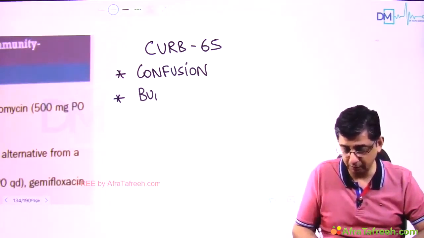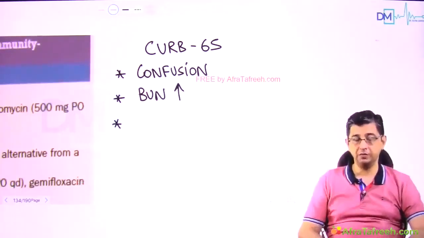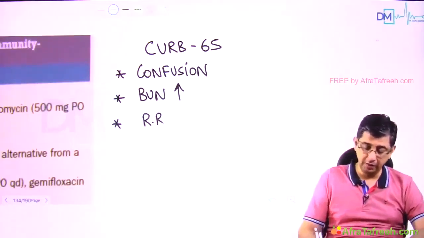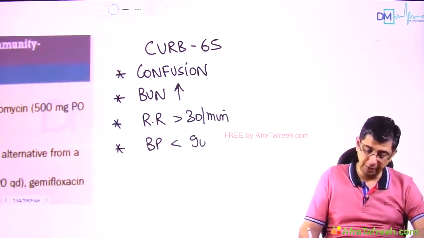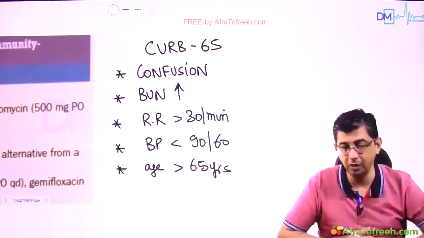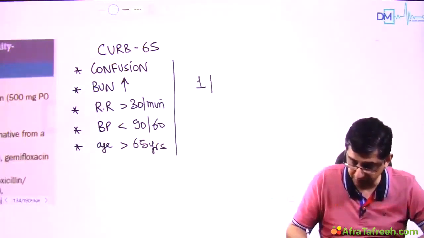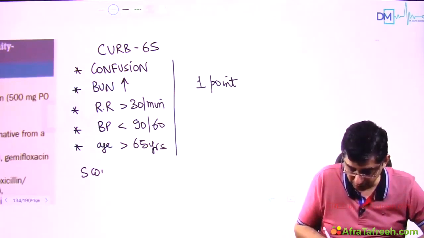Then U is elevated urea, or BUN. Why is the BUN elevated? Because the patient will develop sepsis and therefore organs can be affected in the patient. So sepsis can explain the elevated BUN of the patient. Respiratory rate, count by yourself, don't leave it to the nurse, more than 30 per minute. Blood pressure of the patient on admission less than 90/60, and age of the patient more than 65. These are parameters which are highly important for the decision for admitting the patient, and each of these parameters is given 1 point each.